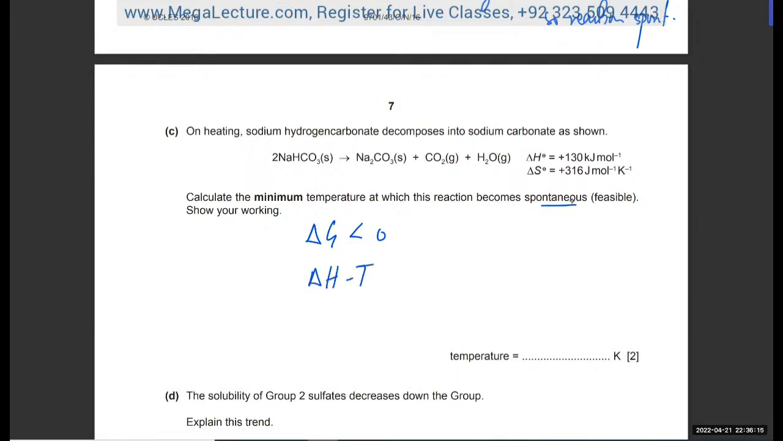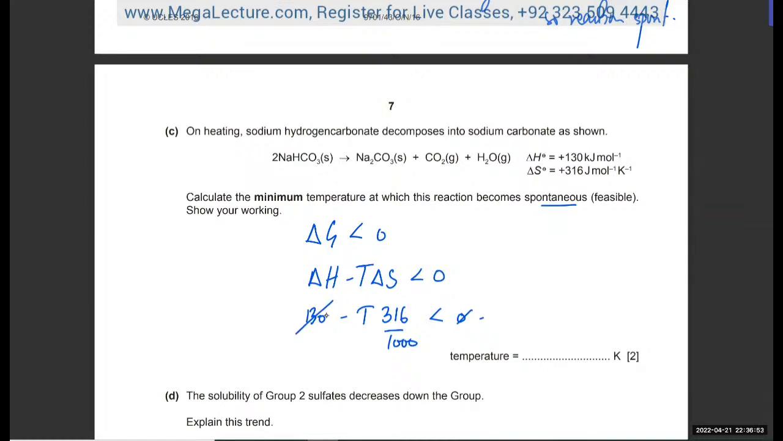So that means if I say that delta G has to be less than 0, that means delta H minus T delta S must also be less than 0, because delta G is equal to this thing, right? So we need to solve this inequality. Delta H is given, that's in kilojoules. Minus, I am trying to figure out the temperature, I don't know what the temperature is, and the entropy change is in joules. So I'm going to divide that by 1000, and I have to make this less than 0. So I'm going to take 130 to the other side.